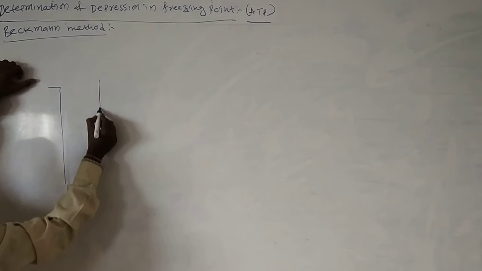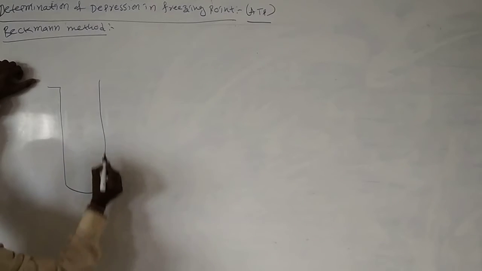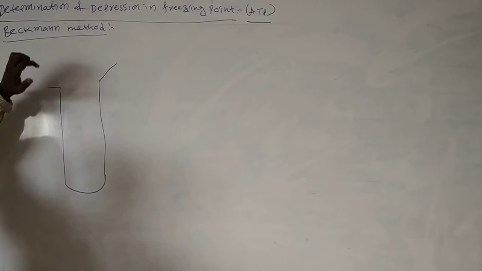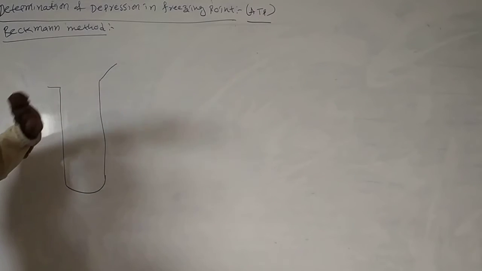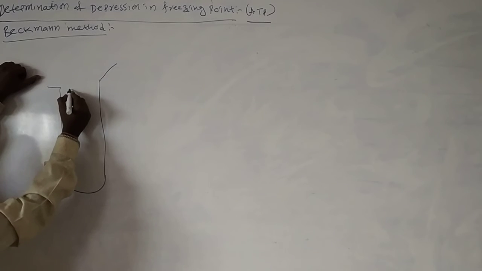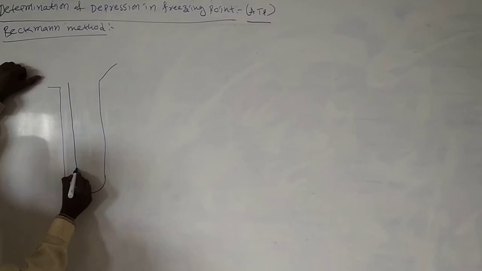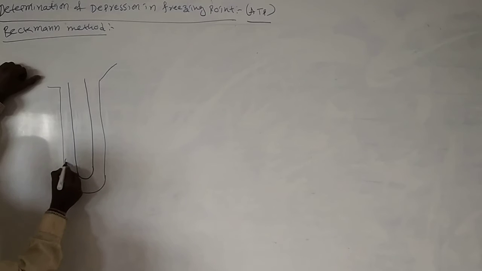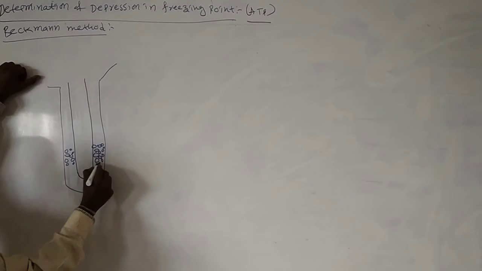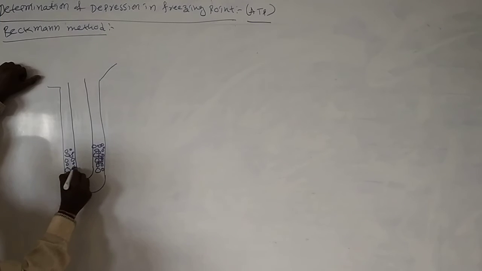First, we take a long glass tube, like a test tube, and I will arrange one boiling tube. Here I am adding ice with salt.